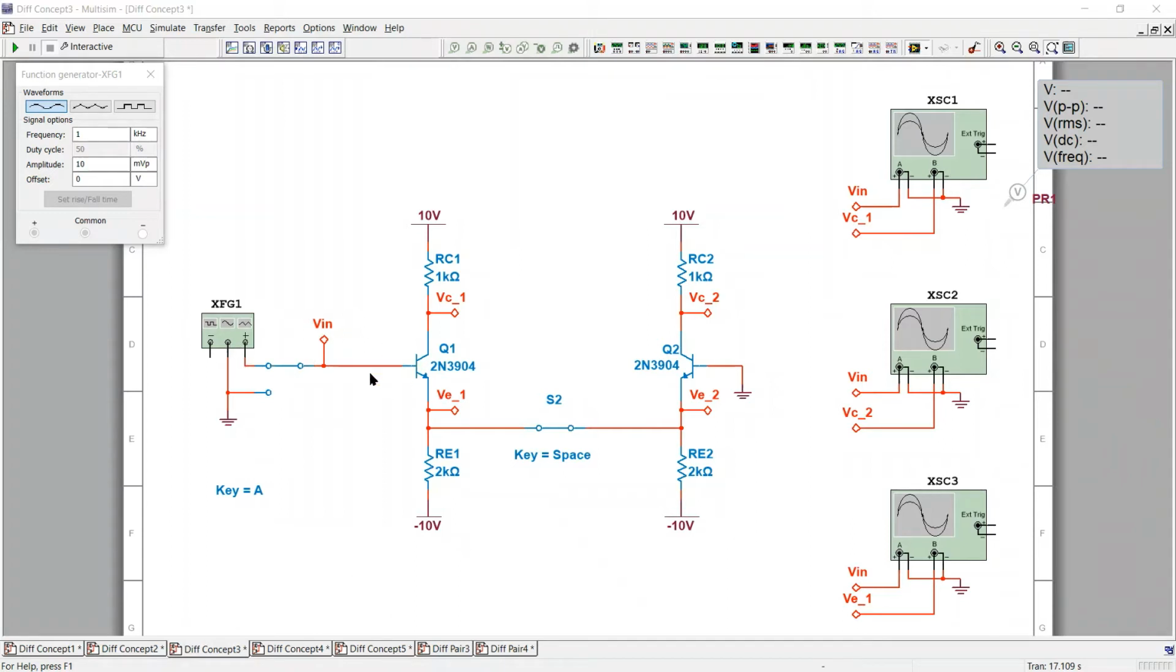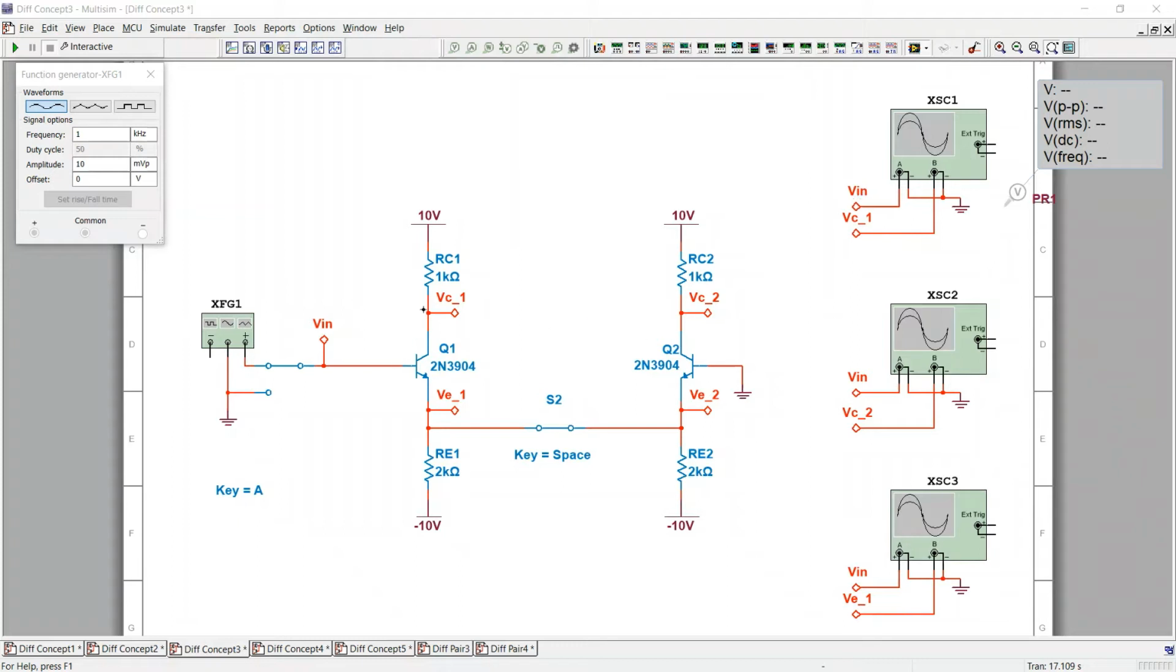So we're putting our signal in here, and we should get an out of phase output on the first transistor. But since this is in phase to here, and since this was in phase with this point, we should see an in phase output on the second transistor. So let's pop open our scopes.